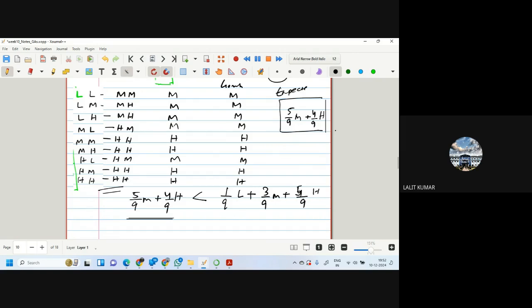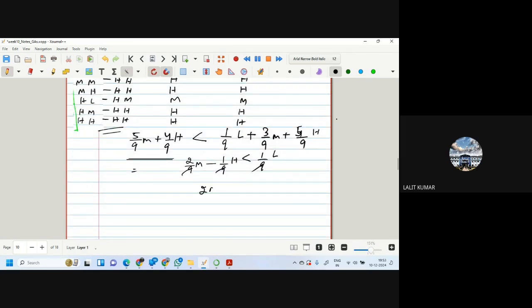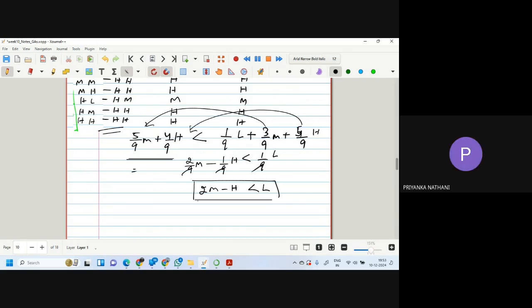From here you will get 5 by 9 M minus 3 by 9 M, which becomes 2 by 9 M, and 1 by 9 H, which should be less than 1 by 9 L. The 9s cancel. So only if 2M minus H is less than L, that is, if these values satisfy this, then your second type of auction is better. Otherwise your first type of auction is better.